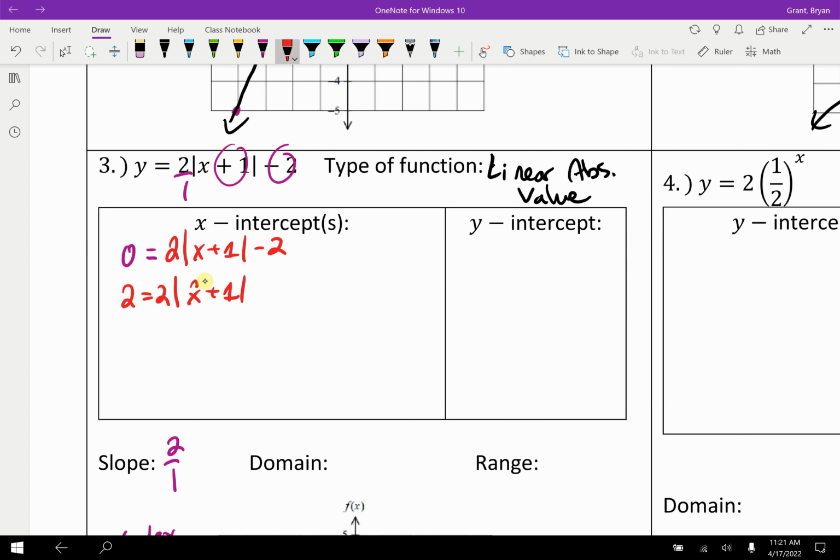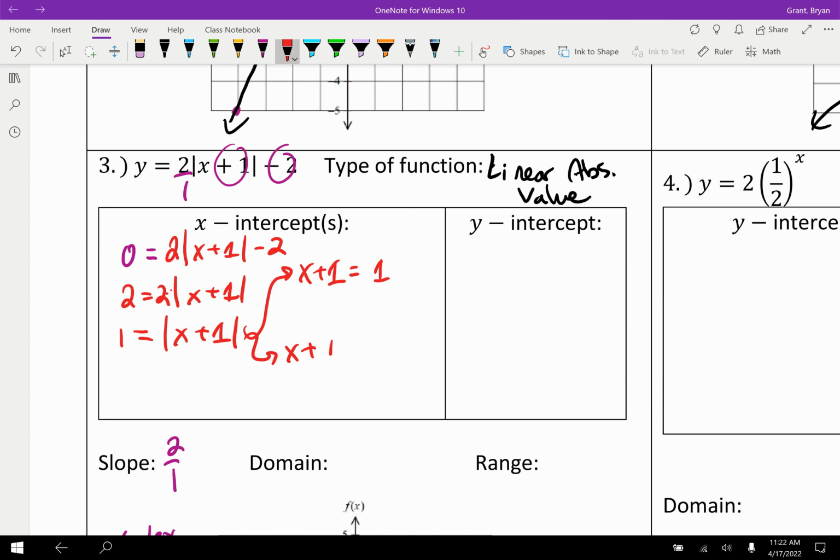That's a little hat there that I couldn't quite erase. There we go. We need to divide off the 2 that's out front. If you divide both sides by 2, that leaves us with 1. And now we have absolute value isolated. So let's make our two equations. Our two equations will be x plus 1, the inside of the absolute value, equals positive 1.